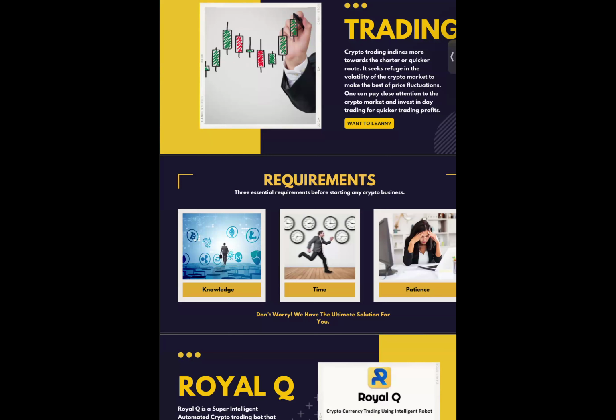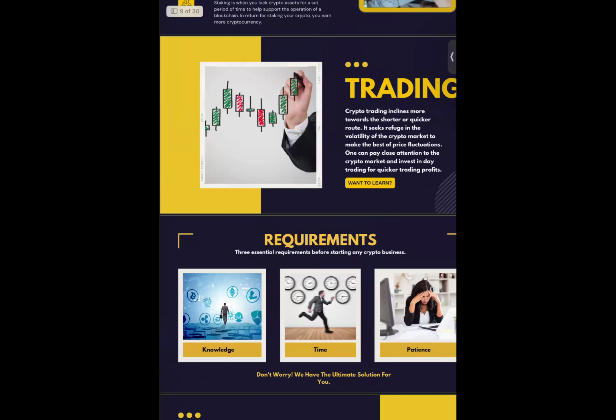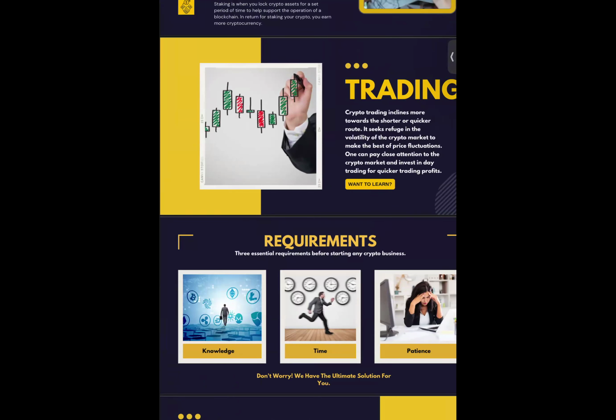Now, there are three requirements. You all agree with me that in life, whatever we do, you are required to get something. Like, for instance, if you want to work as a banker, you don't just wake up one day and say, hey, I'm a banker. No, you need to earn it. You need to go to school, obviously, a banking school. You need to get your grades, do some internship, some sort of training, before you start applying, right? Great. So with crypto too, there are three essential requirements before starting any crypto business. One, knowledge. Two, time. Then three, patience.